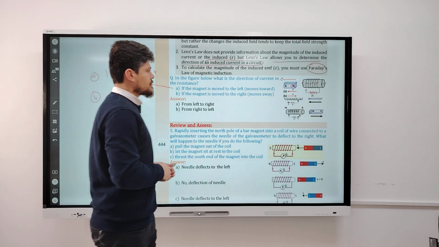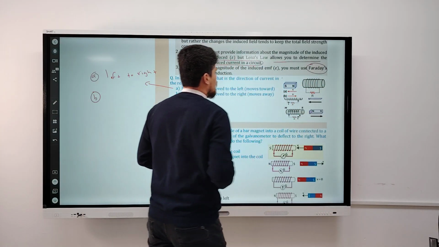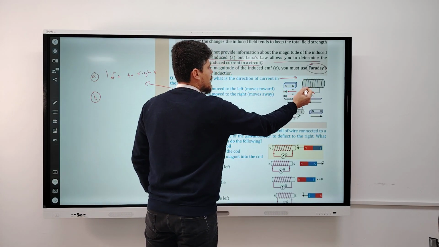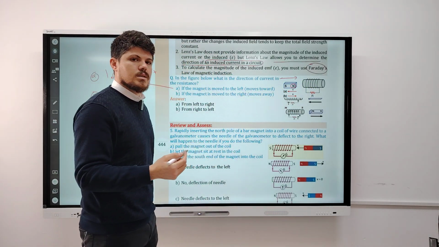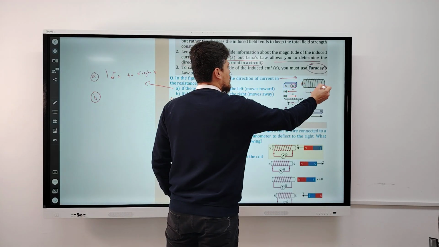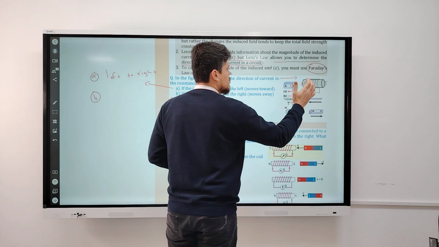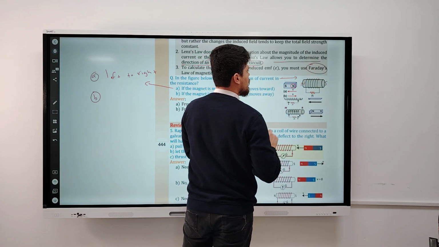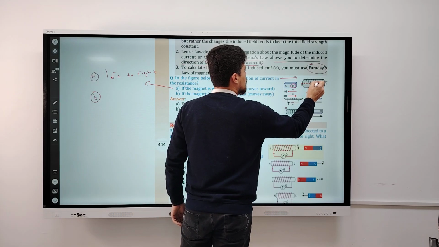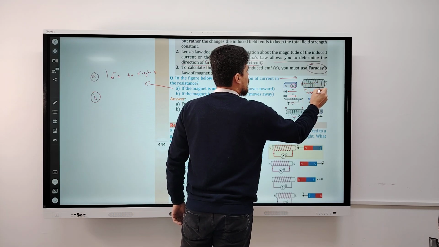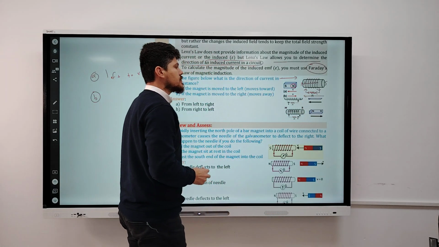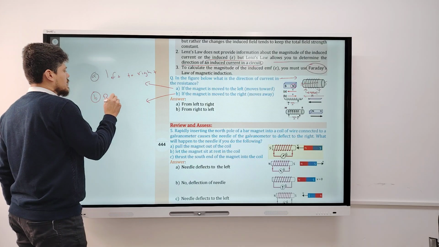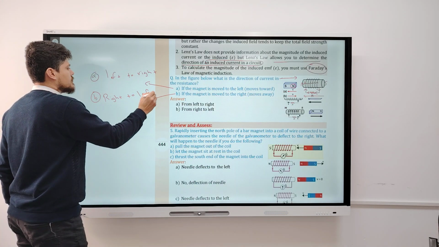In the second case, if the magnet is moved to the right, we approach the north pole to the circuit, so this end becomes what? It becomes north pole, and this end becomes south. Using the right-hand rule, this is north and this is south. The direction of the current above the iron core is upward. So in the resistor, for the second case, the direction of the current is from right to left.